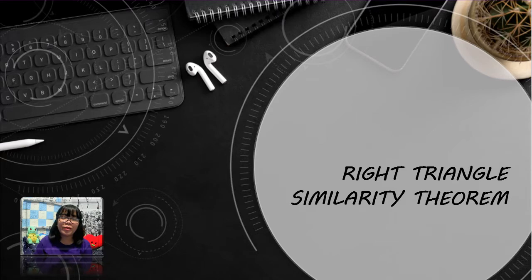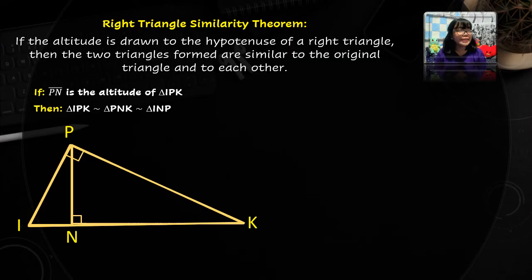Another theorem that I will be discussing is the right triangle similarity theorem. So what is the right triangle similarity theorem? It states that if the altitude is drawn to the hypotenuse of a right triangle, then the two triangles formed are similar to the original triangle and to each other. So we have here the illustration. We have here our original triangle as triangle IPK.